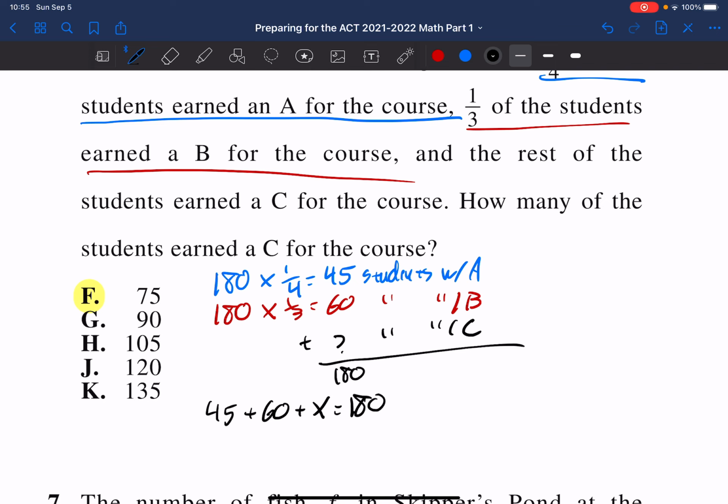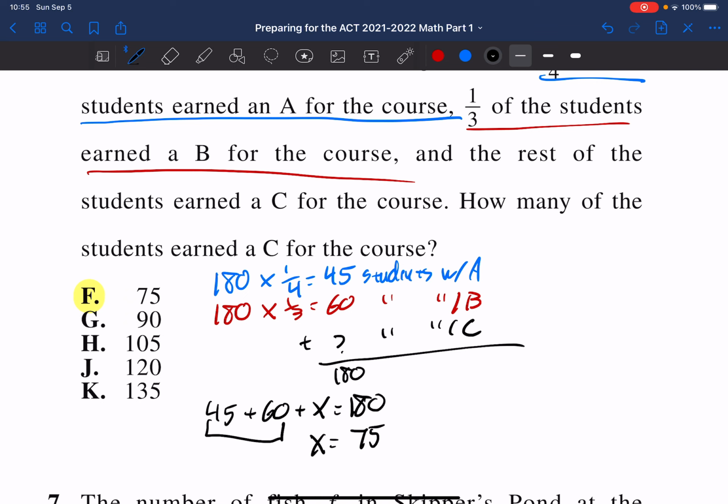Now, what some people will do is combine these two and then subtract from 180, and what other people will do is subtract each number individually. Either way, you get x equals 75. All right.